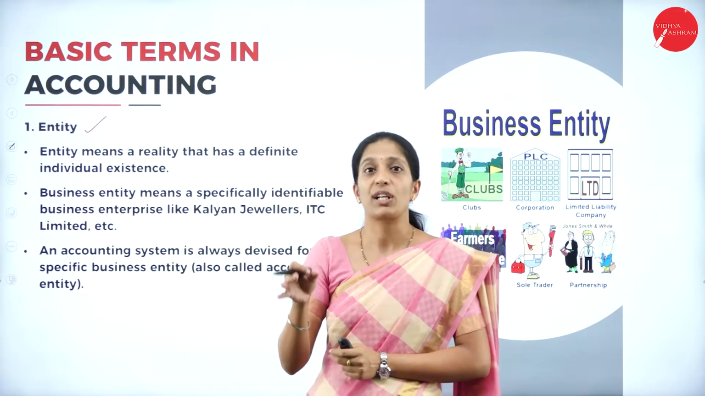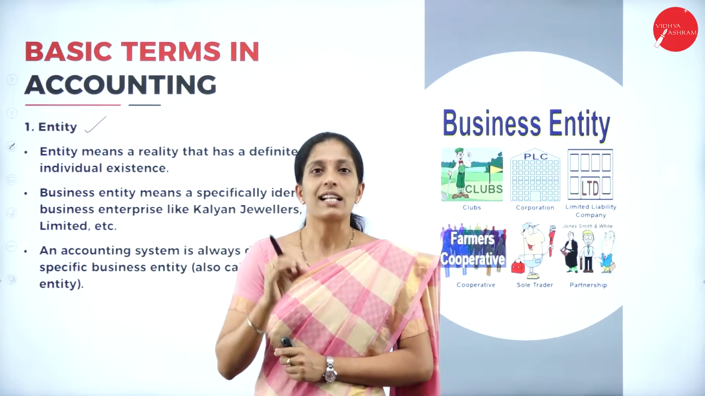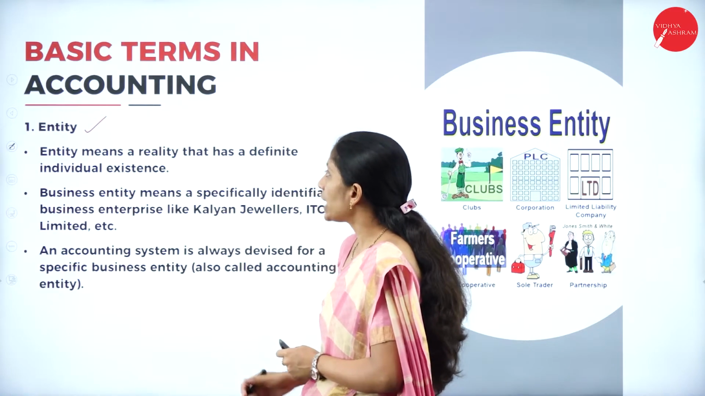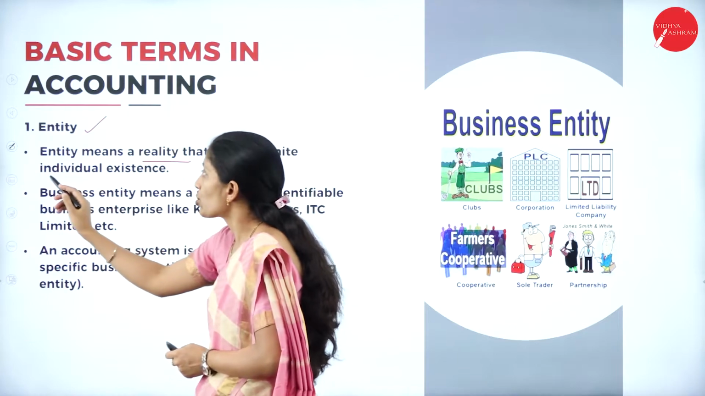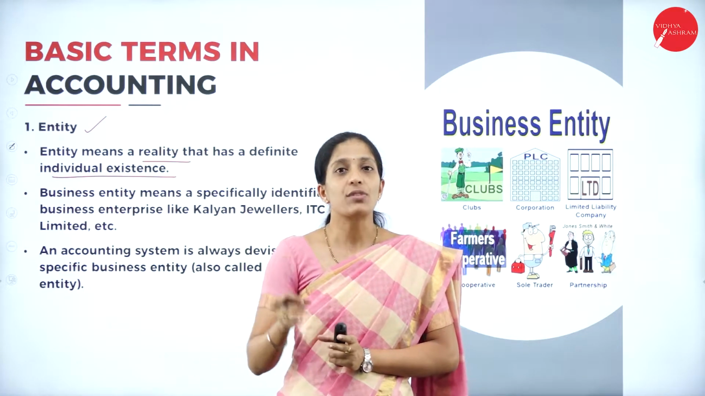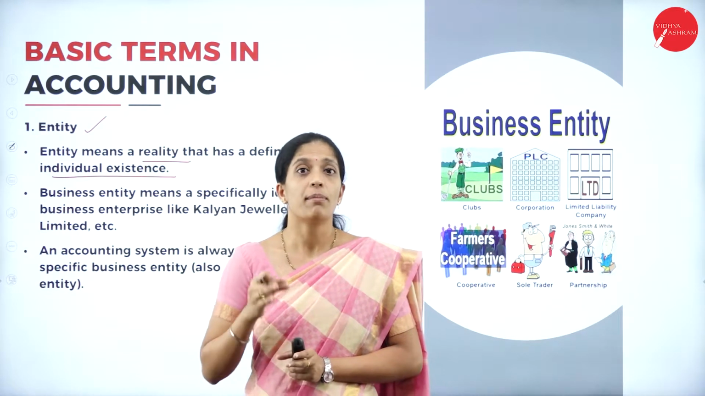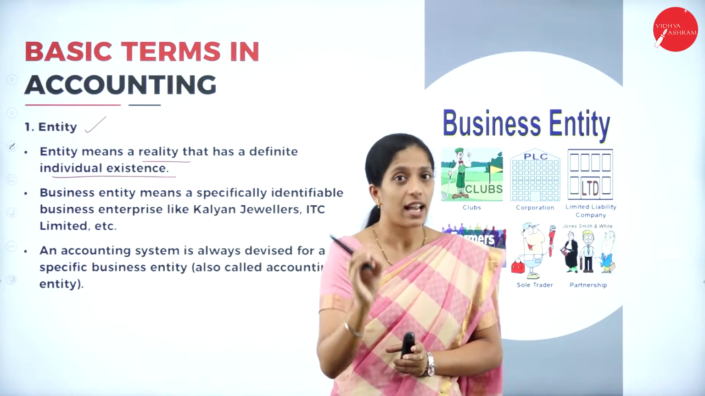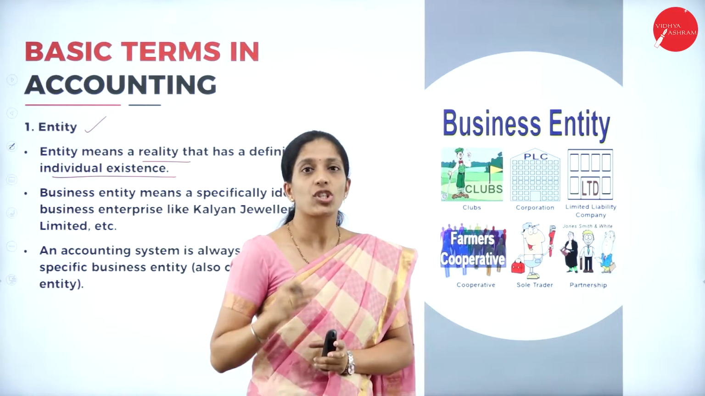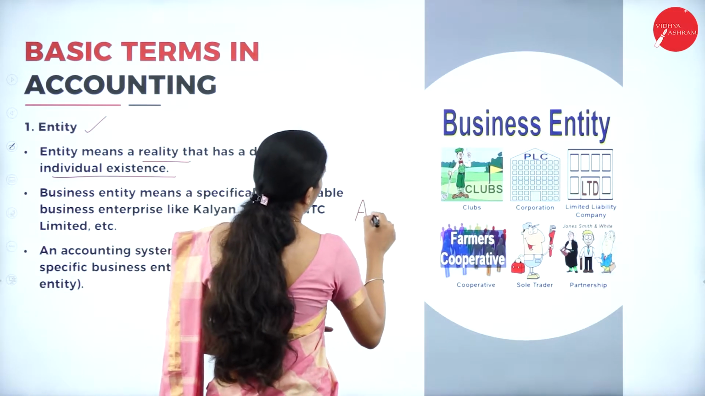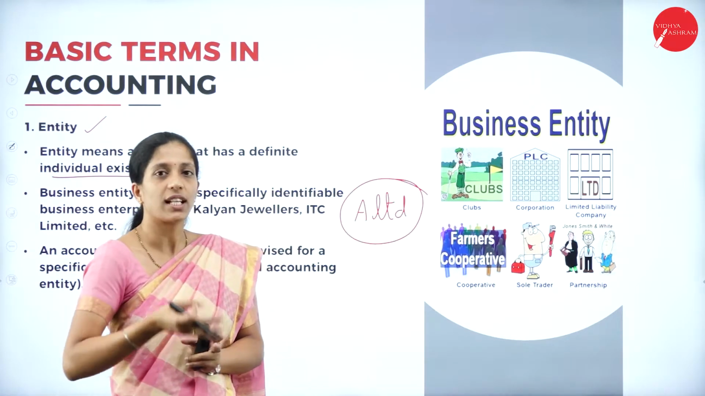So entity is nothing but we are going to speak about the organization or a business entity. Now let us see what this entity is. So entity means a reality that has a definite individual existence. So here entity in accounting means something which has some individual existence. For example, Mahalakshmi Sweets is, of course, an entity, where it has some individual existence. Suppose I just imagine A Limited, but we don't actually have an A Limited, we are just imagining it as an organization, that is A Limited.